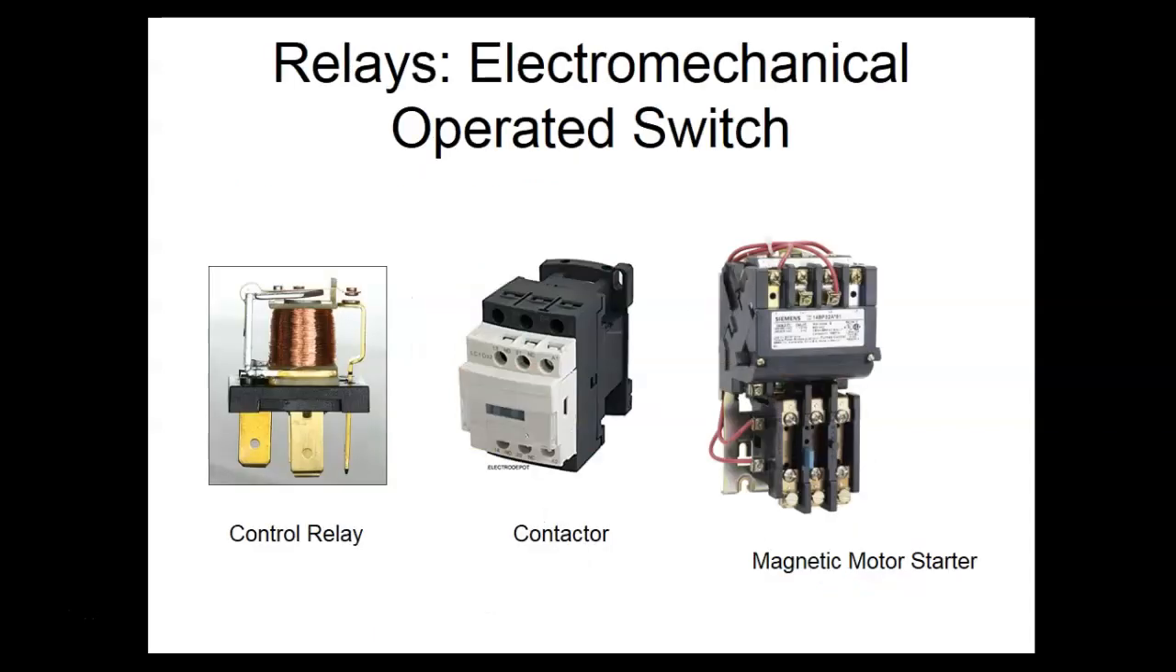So these are relays. On this one, you can actually see the coil, and you can see the actual spring here. When we energize this thing, it would cause the contacts to close. So we have what we call control relays. These are not designed to run big loads. Then we have contactors. These are designed to run big loads. And then we have what we call motor starters. These are designed to run motors specifically.